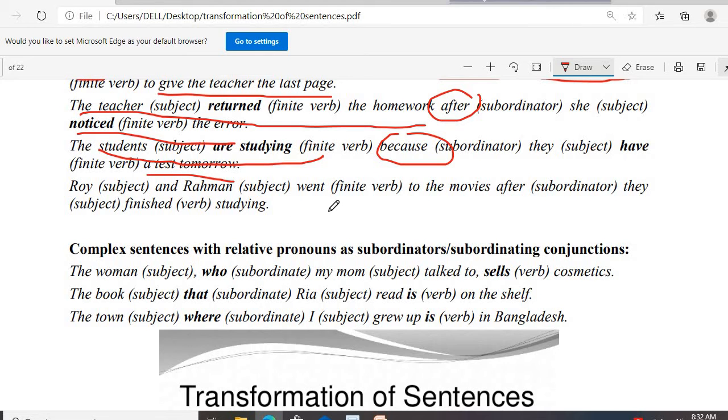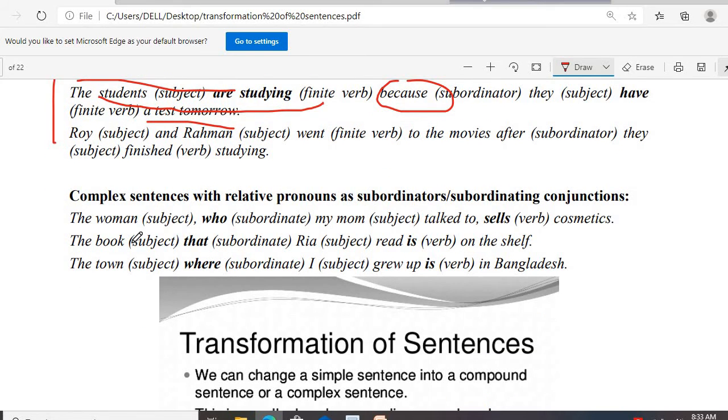Rai and Rahman went to the movies after they finished studying. So these three sentences make it very clear to us that in every complex sentence there must be one principal clause and one subordinate clause, and the subordinate clause and principal clause will be joined together with the help of subordinating conjunctions. These are the characteristics of a complex sentence.